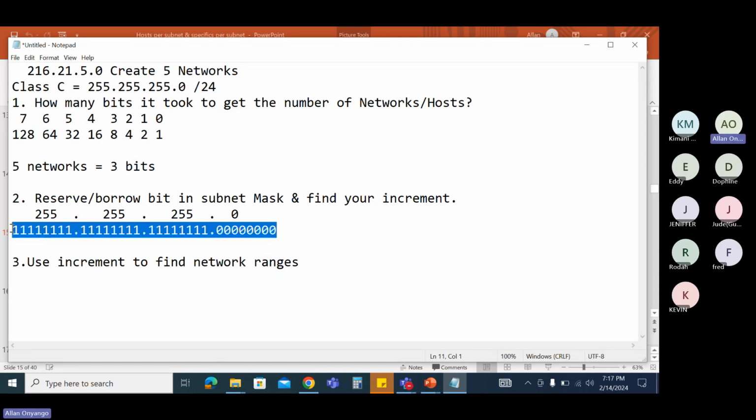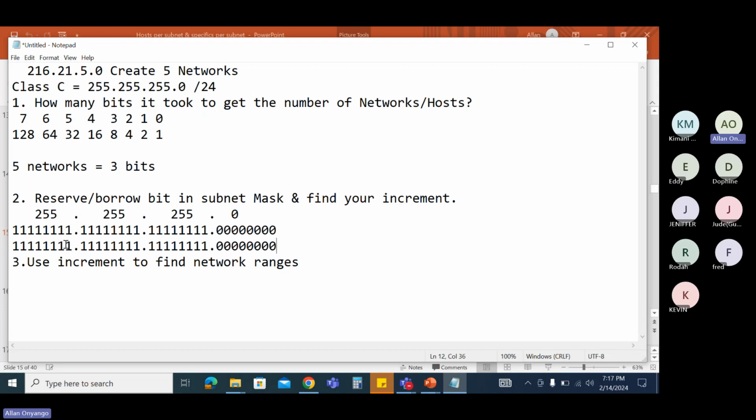See how we do this. I'm going to copy this one and place it here. And I want to borrow. Thanks, Joseph. I'm going to borrow the zeros that are closer to the ones. So I'll take 1, 2, 3. I make them ones. 1, 2, 3. Like that. I've already borrowed these first three bits here, and I've changed them to ones. If you are very keen, can you see that now?